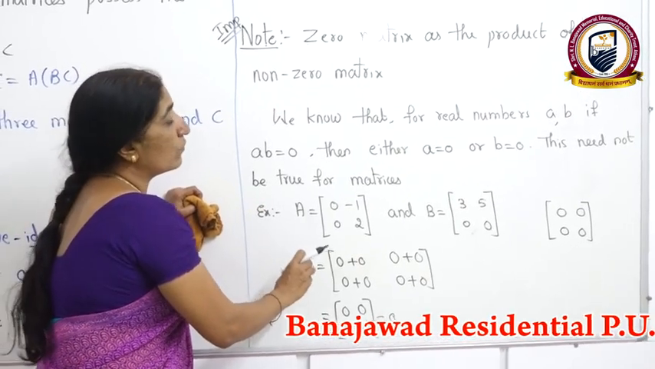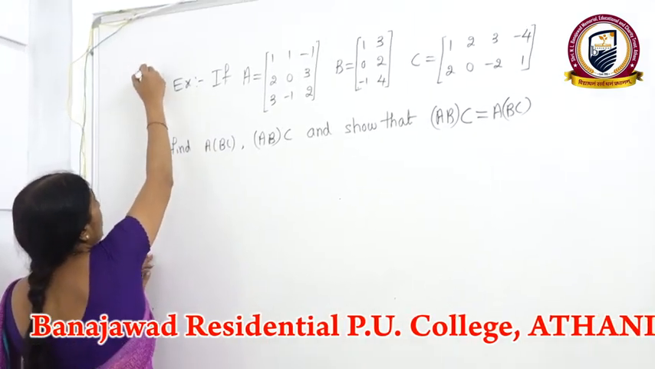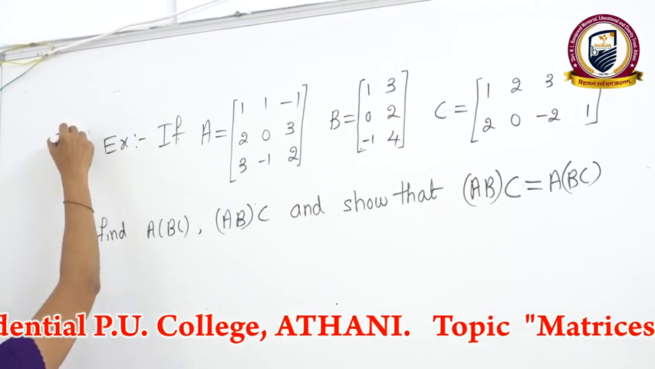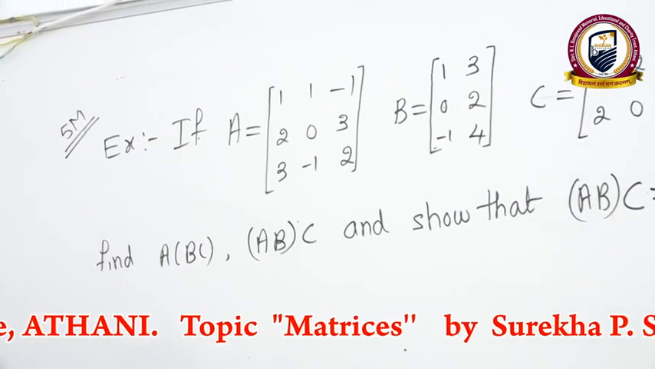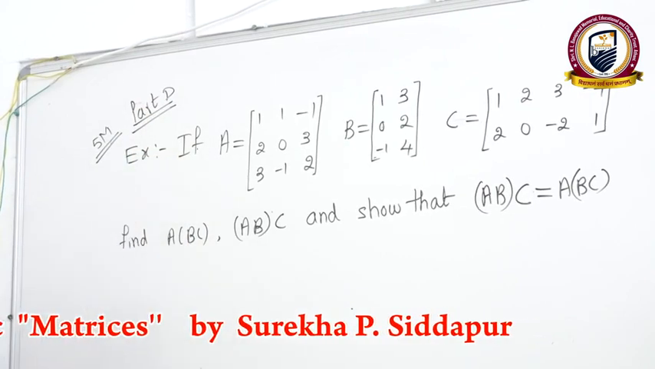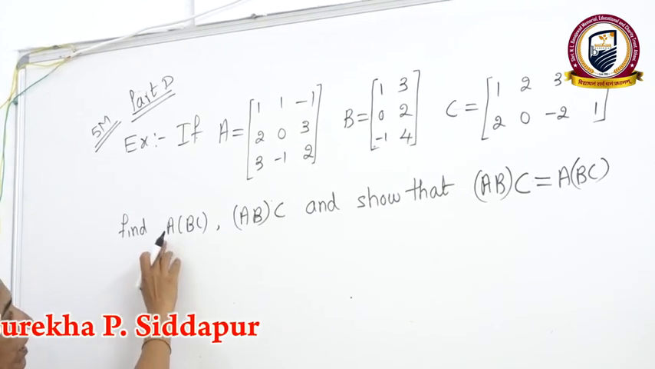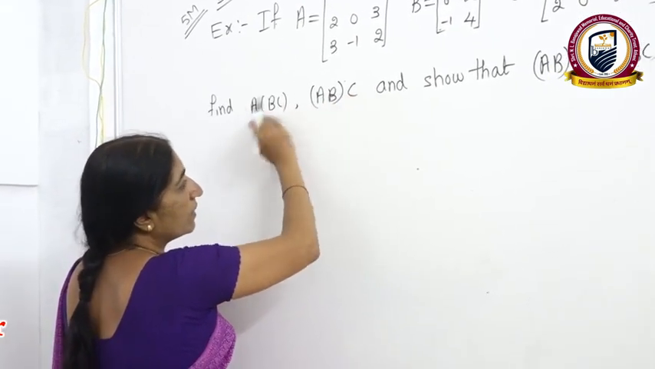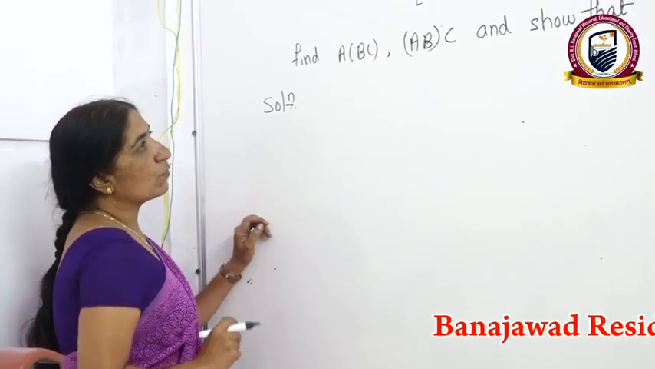This is very important for your competitive exams. Now we are moving to an important example. These types of examples you get in part D, that is for 5 marks. Mark this, students. So this is the question. Three matrices are given for you. First they want the value A into BC, where B and C are in the bracket. Here AB is in the bracket, with C outside. After that we have to show that these two values are equal. So I will explain the example one by one.